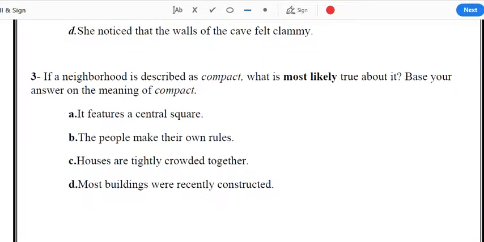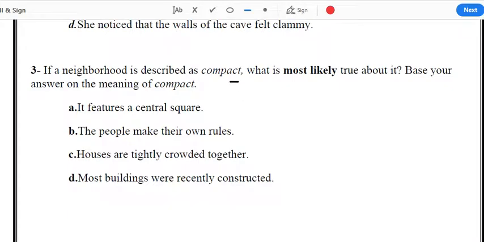Number three, if a neighborhood is described as compact, what is most likely true about it? Base your answer on the meaning of compact. A, it features a central square. B, the people make their own rules. C, houses are tightly crowded together. D, most buildings were recently constructed.